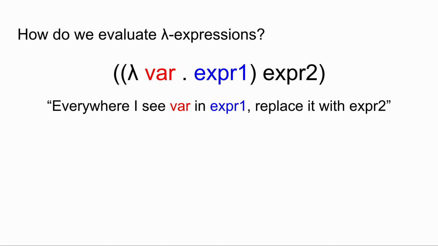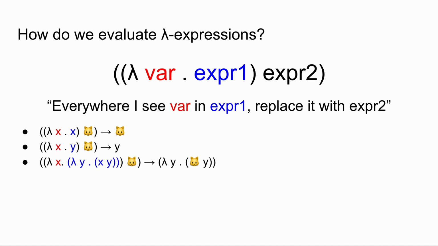For example, if I have lambda x.x applied to cat, then I think, everywhere I see x in x, I replace it with cat. So this expression reduces to cat. If I have lambda x.y applied to cat, then I think, everywhere I see x in y, I replace it with cat. X does not appear in y, so this expression reduces to y. If I have lambda x.lambda y.xy applied to cat, then I think, everywhere I see x in lambda y.xy, I replace it with cat. Then this expression reduces to lambda y.caty. This process of evaluating lambda expressions is called beta reduction.